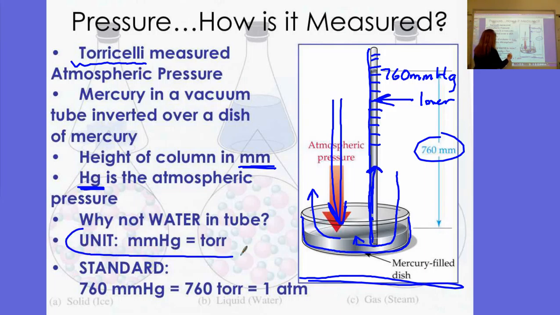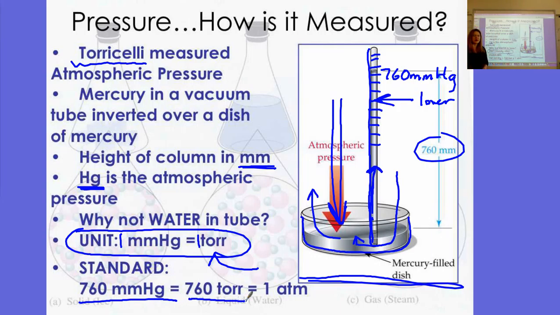Here's the unit. Millimeters of mercury. He decided to be super clever and name those units after himself. So 1 millimeter of mercury is equal to 1 torr, or 760 millimeters of mercury equals 760 torr. That's the standard for 1 atm, 1 atmosphere of pressure.